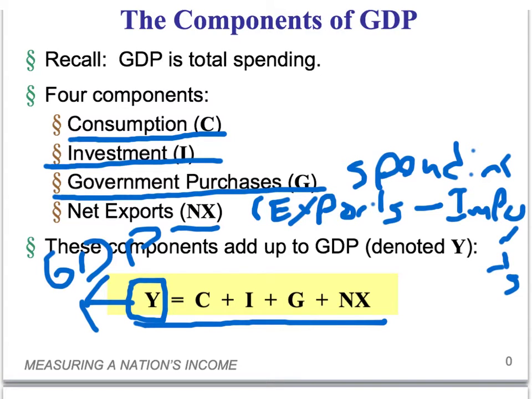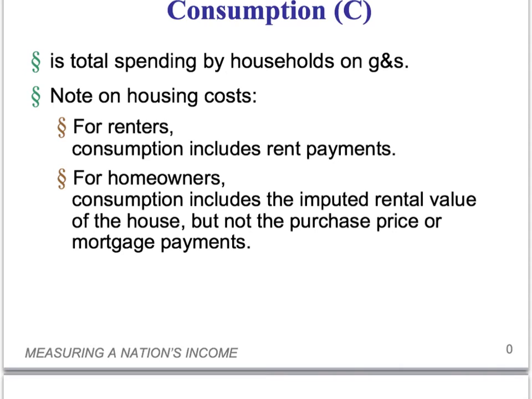Okay, so first we begin with consumption. As we've talked about in earlier chapters, before you took this class, you probably thought of consuming as eating something, like food. Consumption is things that we use that eventually go away. So it's total spending by households on goods and services.